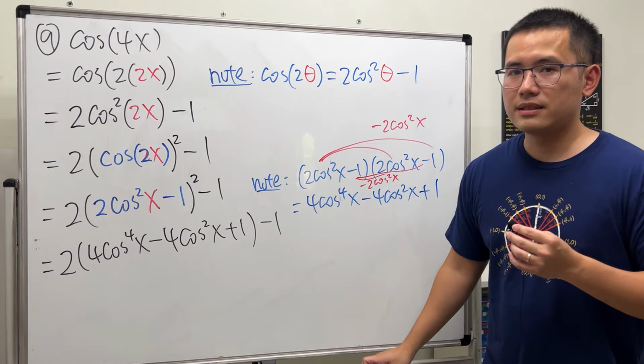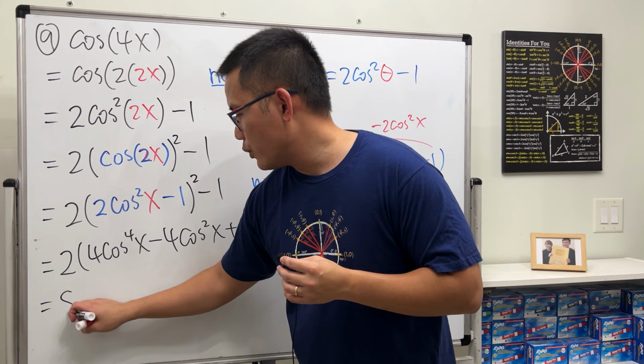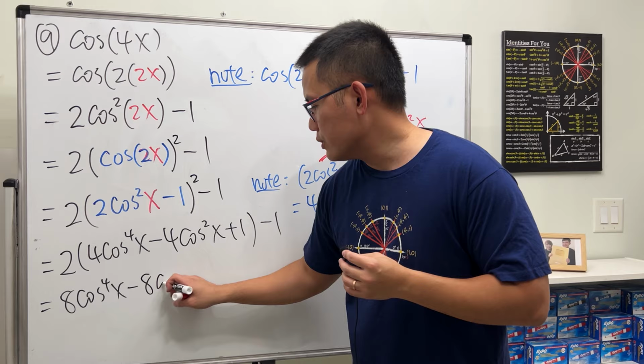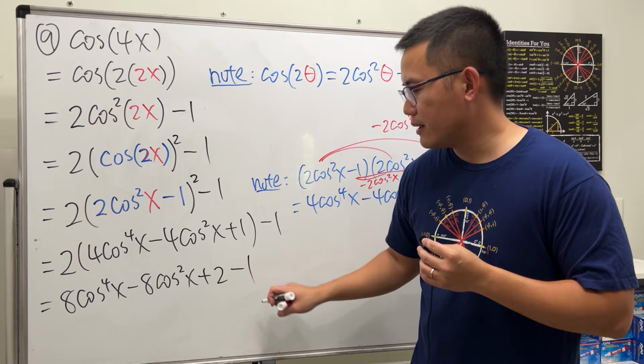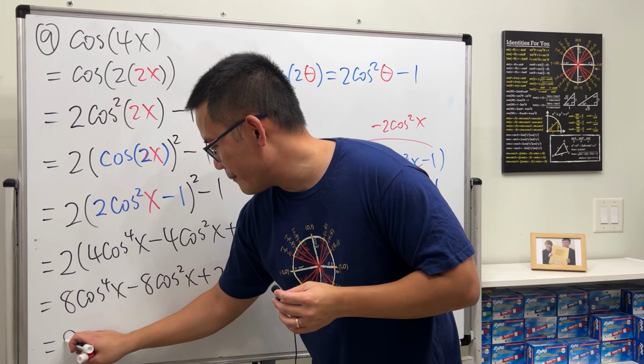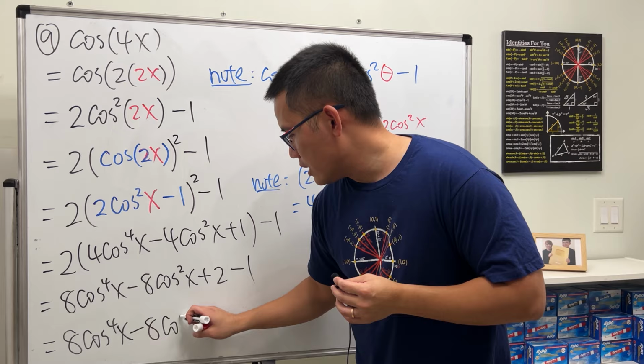All right, and then of course, we have the 2. Let's distribute that. We have 8 cosine to the 4th power x, and then minus 8 cosine squared x, and then 2 times 1 is plus 2, and then minus 1. I know, finally, it's positive 1. So let me just write that down one more time. 8 cosine to the 4th power x minus 8 cosine squared x plus 1. Done.